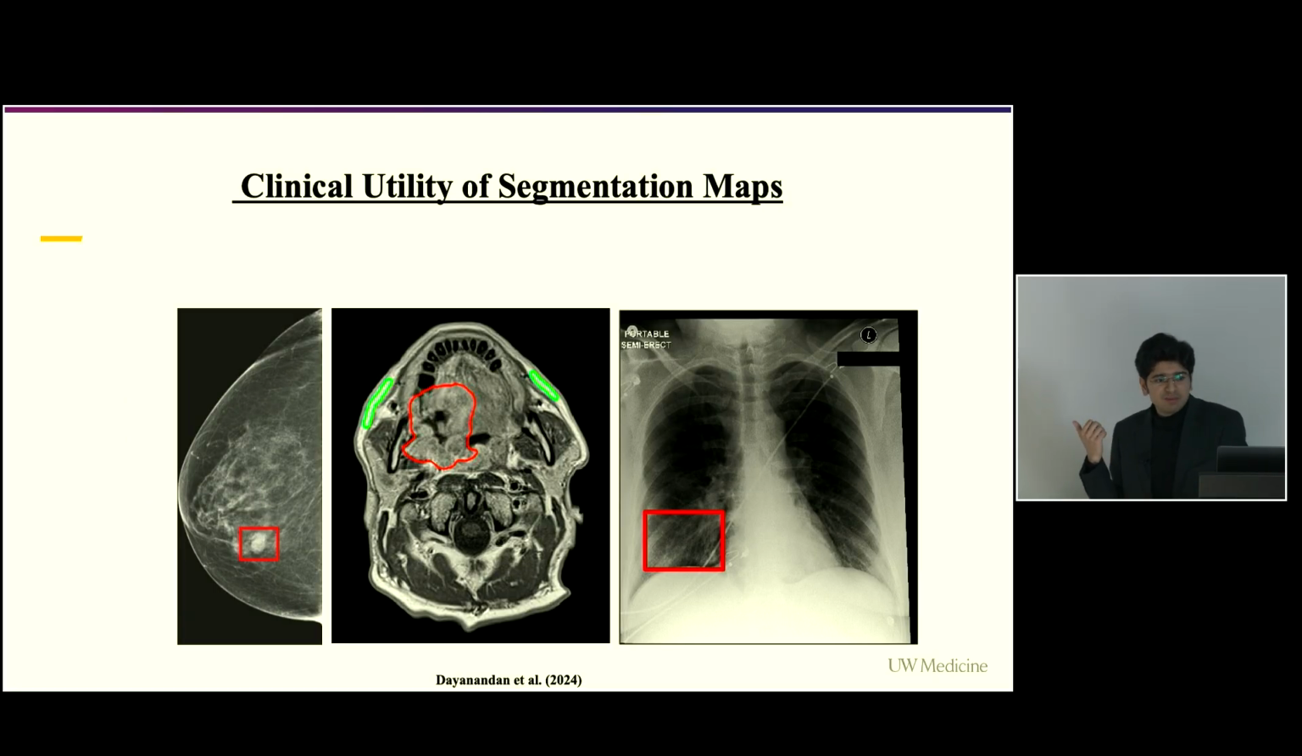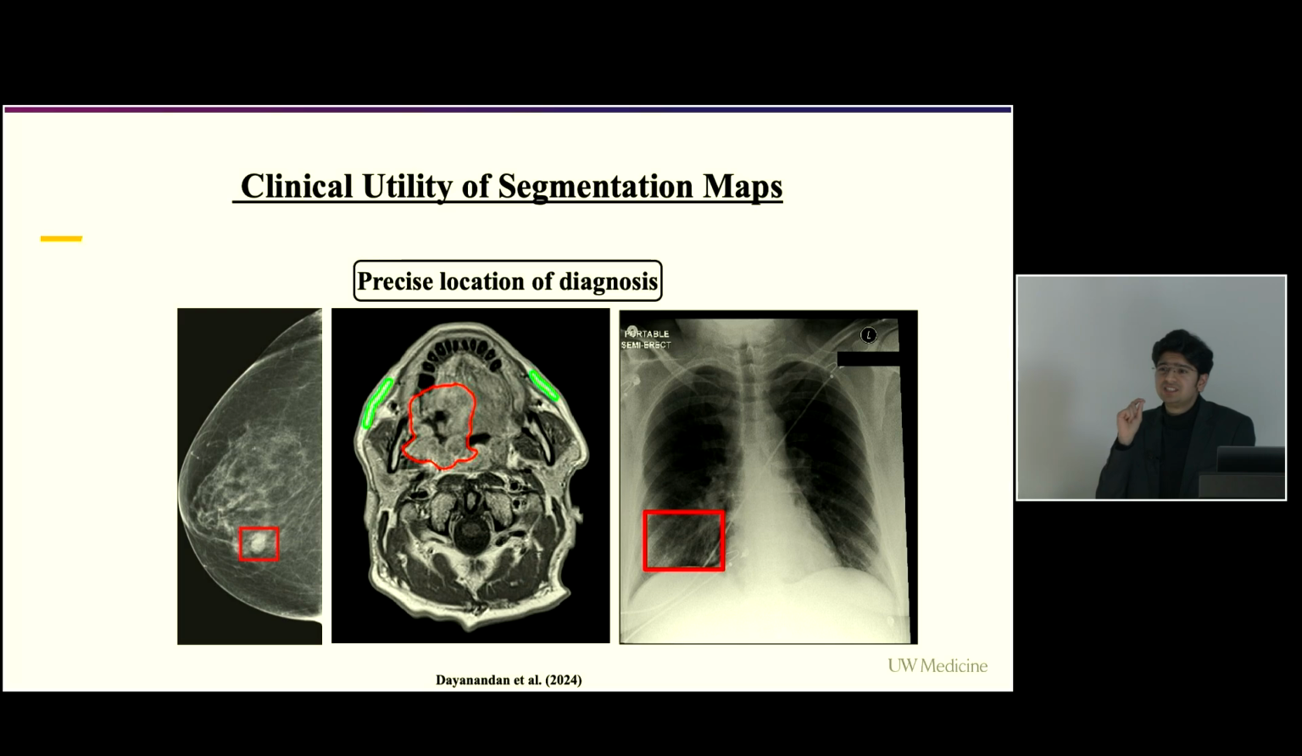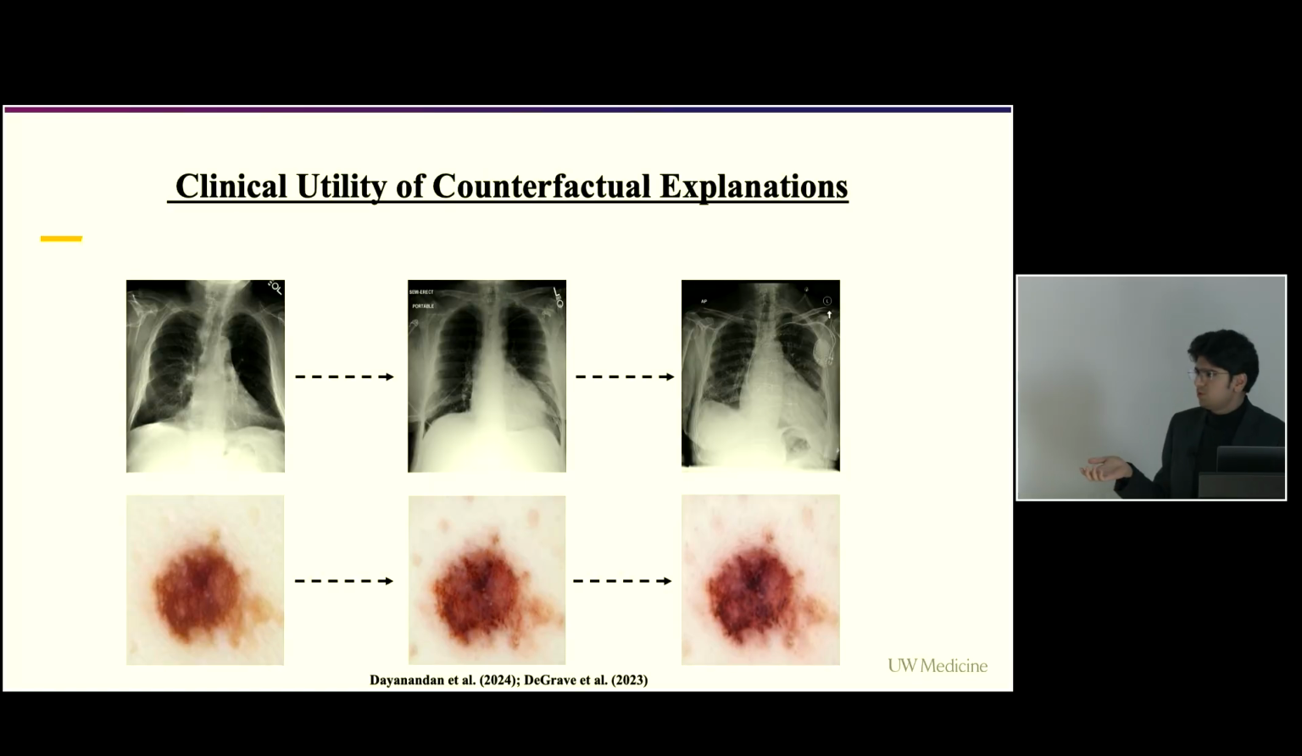How about these segmentation maps? How could these be more or less helpful than saliency maps? What if we want a precise location of diagnosis? This is when the segmentations would be incredibly helpful. And for the last one, how about these counterfactual explanations? Where would these be immensely helpful? This is an interesting question. Any thoughts?